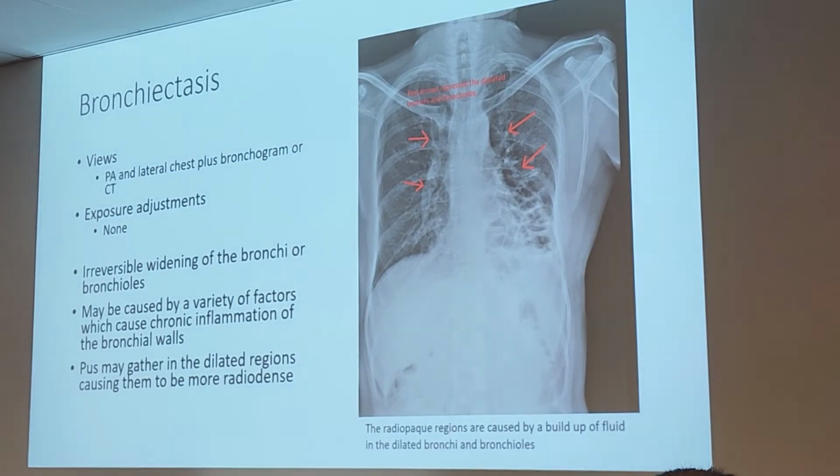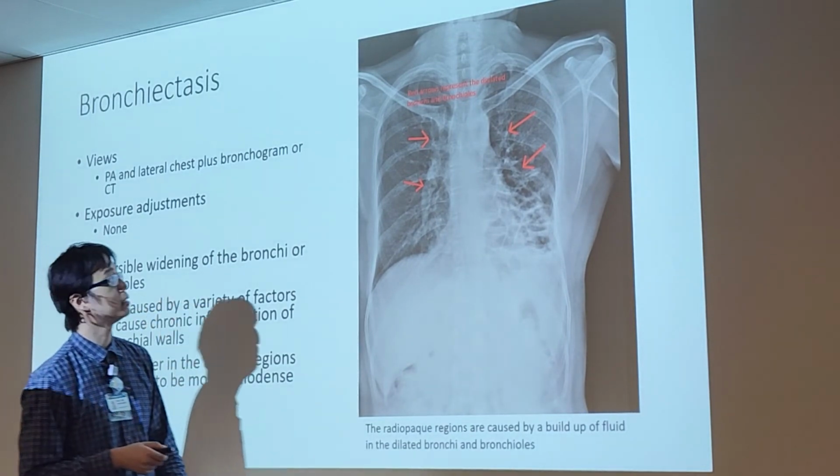How does fluid compare in density to air? It's more radio dense. Okay, fluid, water is more radio dense than air. So, bronchioles normally have air in them. Now they are filled with fluid. So how do they appear? They appear whiter, brighter.